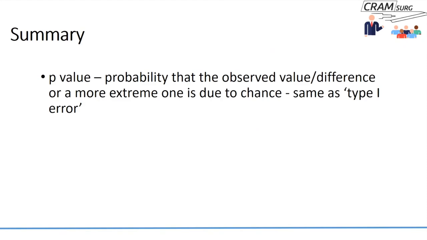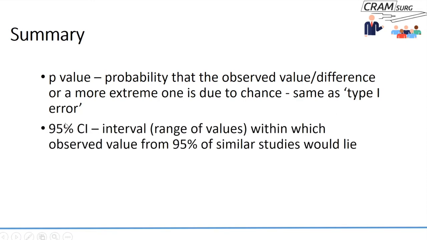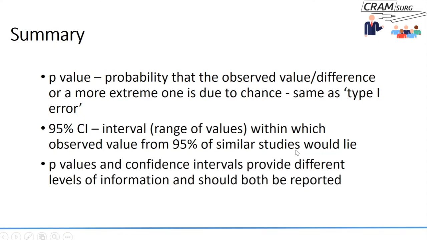So to summarize, the p-value is simply the probability that the observed value, or a more extreme one, is due to chance. So it is the same conceptually as a type 1 error. Confidence intervals, so 95% confidence intervals, refer to the interval or the range of values within which observed values from 95% of similar studies from a given population would lie. And p-values and CIs should both be reported when you're doing an analysis. Okay, that's it from me.